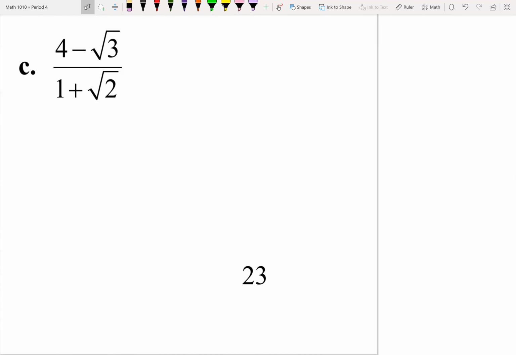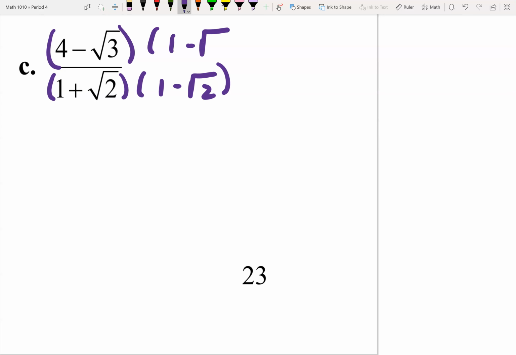Okay, question C. Binomial. 2 terms. Parentheses around everything. And then multiply top and bottom by 1 minus the square root of 2. Tell me with one word what we're going to do to the top. FOIL. Binomial times binomial is FOIL. What am I going to do on the bottom? F and L.